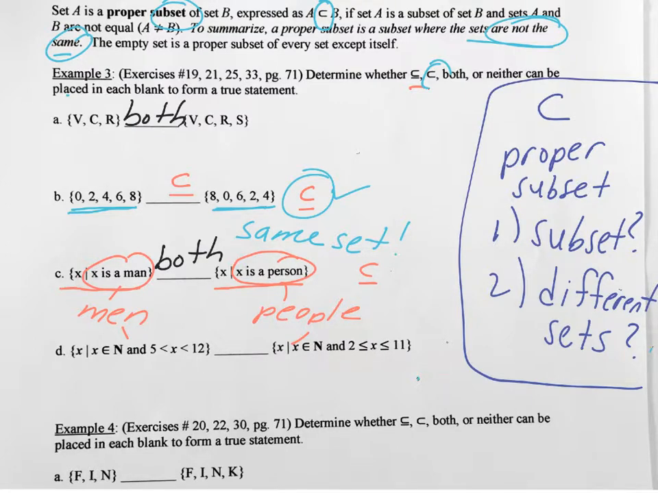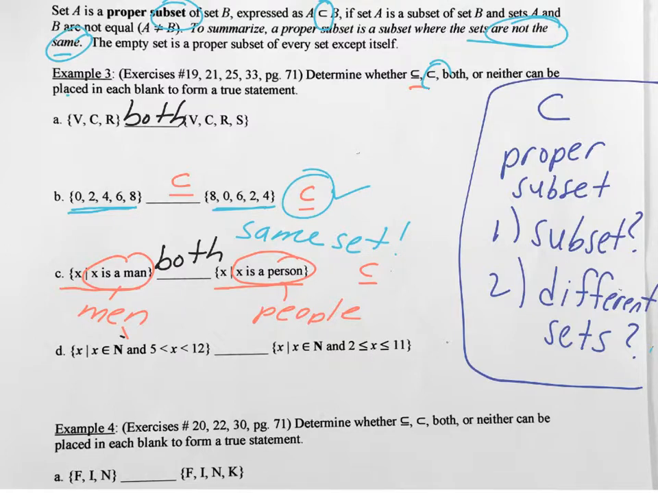So looking at D, the set of X such that X is an element of the natural numbers and 5 is less than X is less than 12. And then the set on the right, we got the set of X such that X is an element of the natural numbers and 2 is less than or equal to X is less than or equal to 11. I always like to translate, whenever I see that bar for set builder notation, translate what that really means in my head before I answer this question. So let's translate what these sets are actually referring to first.